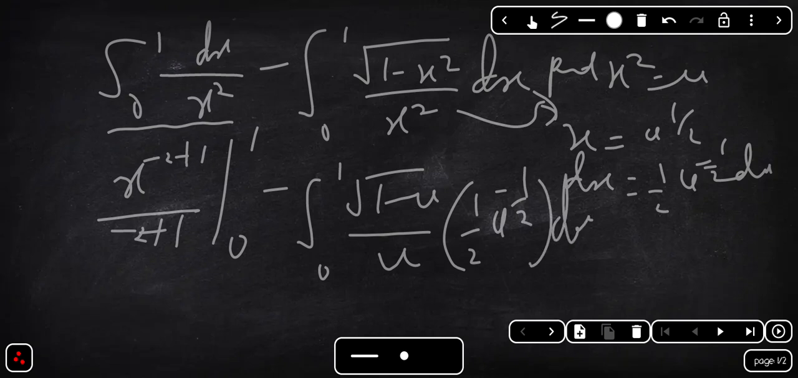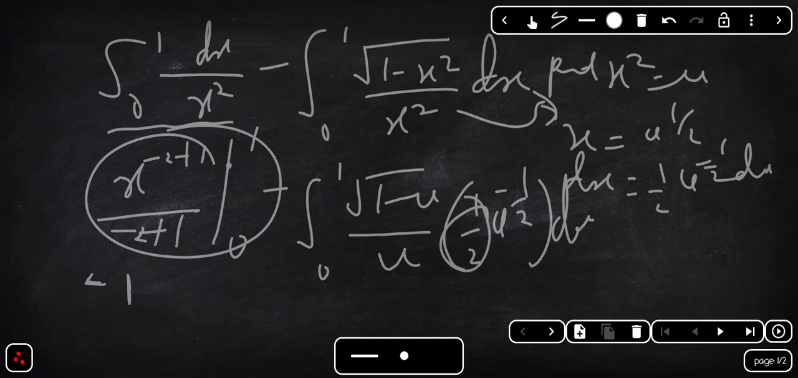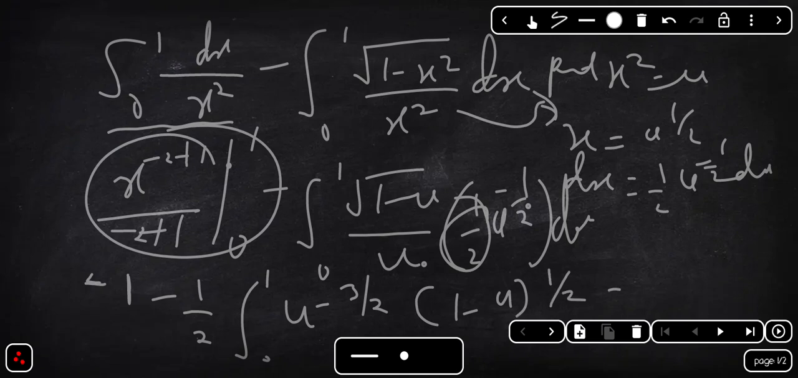Okay, so after that, if you apply your limit to this integral here, that will be minus 1. I'm going to have minus 1, then this constant I can bring out, minus 1 over 2 times the integral from 0 to 1. Then if you apply the law of indices, u raised to minus 1 over 2 by u will be u raised to the power minus 3 over 2. I'm going to have u raised to the power minus 3 over 2. The square root of 1 minus u can be written as 1 minus u raised to 1 over 2 du.